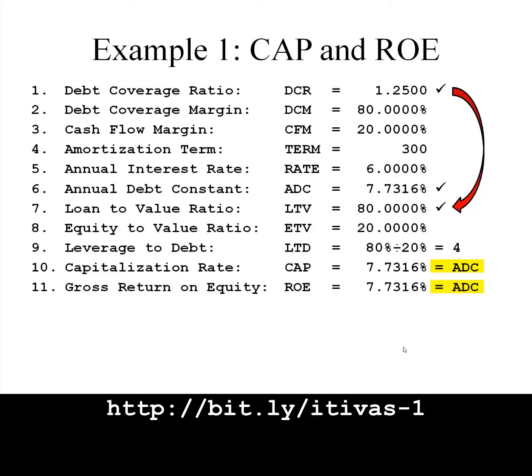Why is that? Well, from the equation for the return on equity, the debt coverage ratio minus 1 is 0.25. And the leverage to debt ratio is 4. 0.25 times 4 is 1, and 1 times the annual debt constant is the annual debt constant. The leverage to yield is 1.0. That is the return on equity divided by the cap rate.